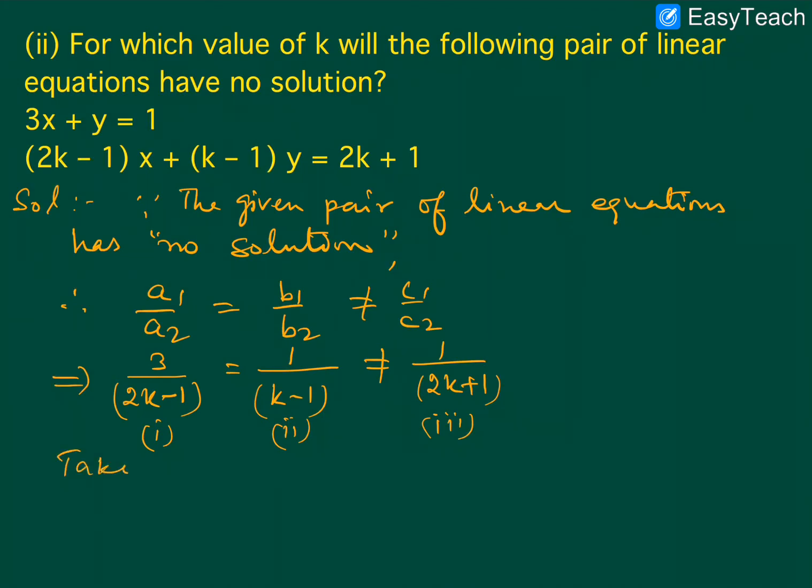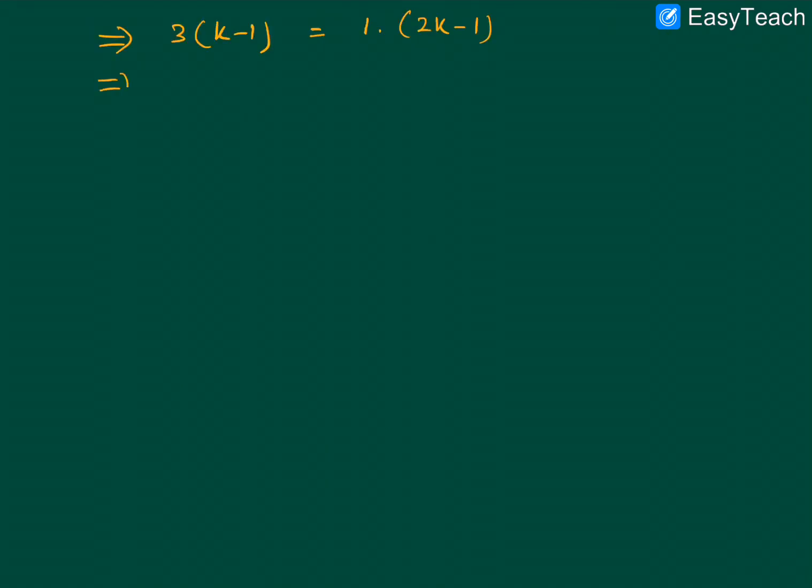Taking first and second, we have 3 upon 2k minus 1, 1 upon k minus 1. After cross multiplication we get this. Three k minus 2k, 3 minus 1, that is 2. Thus k is equal to 2.